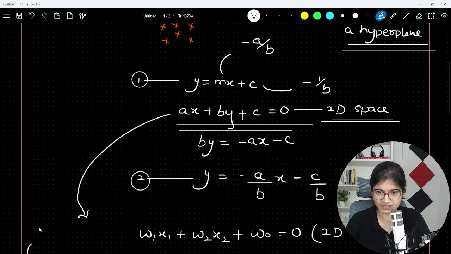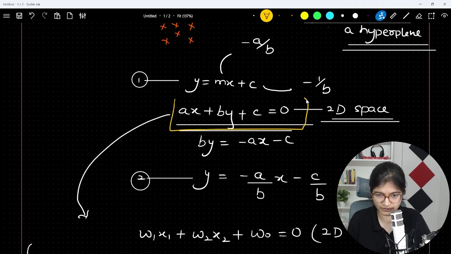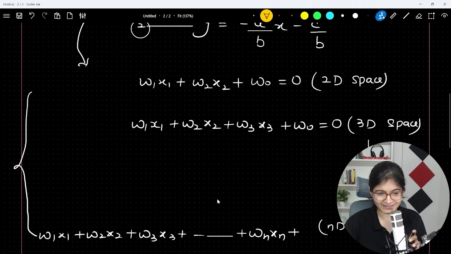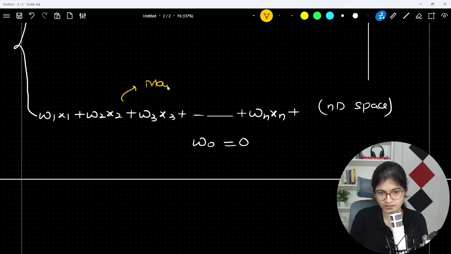I have just used this equation and I have tried to write this down in a more generalized manner so that we will be able to understand it in all the higher dimensional spaces as well. Now, can I write this equation? This equation is nothing but, can you say it's a matrix multiplication? Can we write this in the form of a matrix multiplication? How can we write that?